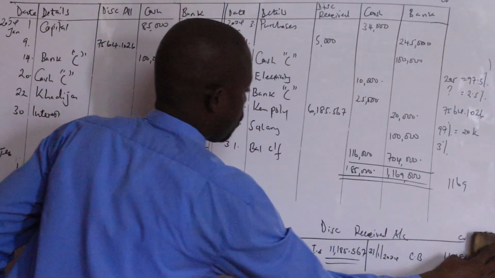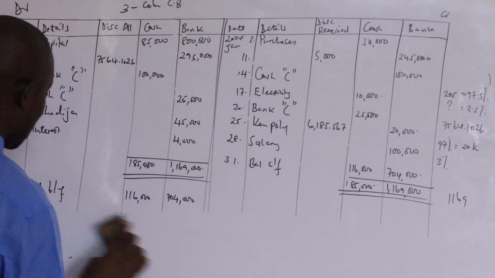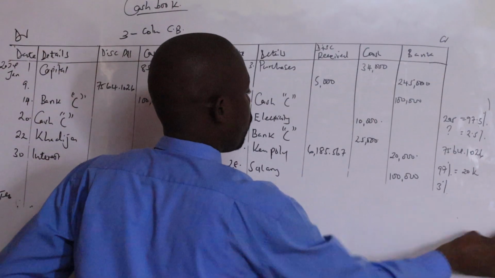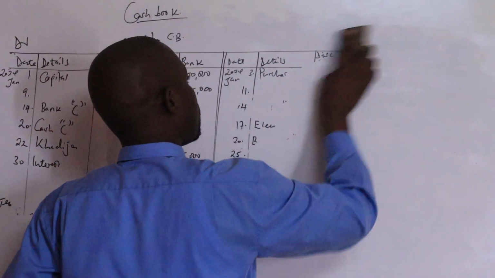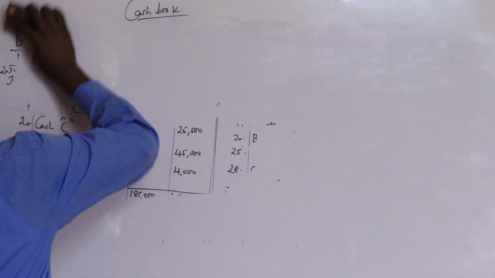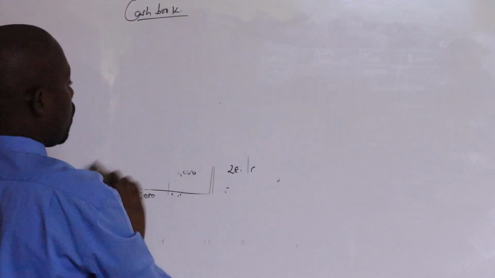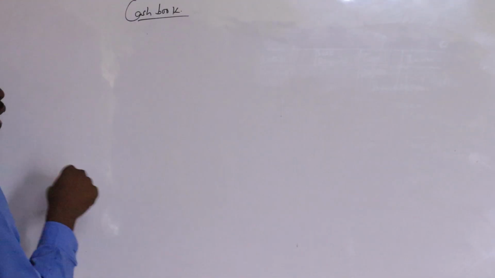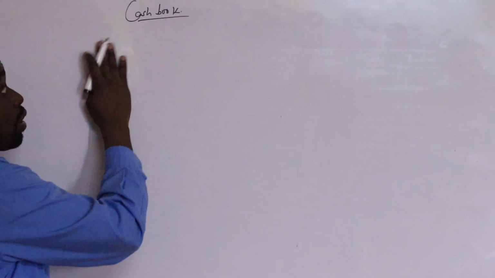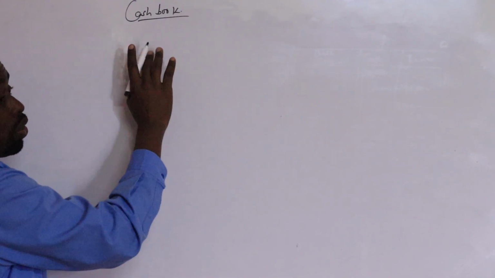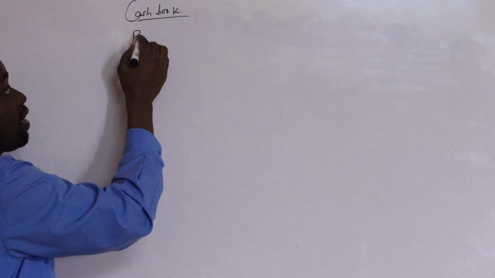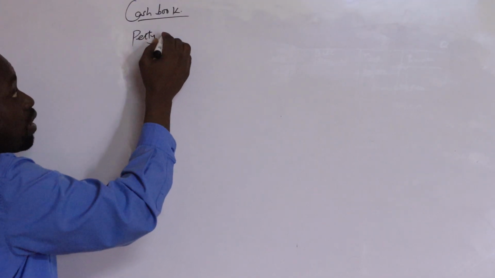So let's now talk about the last kind of cash book, which is called the petty cash book. What is a petty cash book? From the word petty, a petty cash book is a cash book that is only used for expensing petty payments or petty expenses.